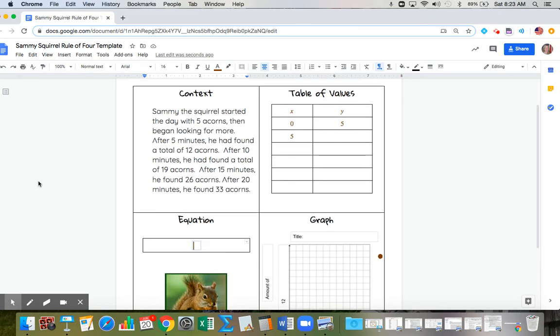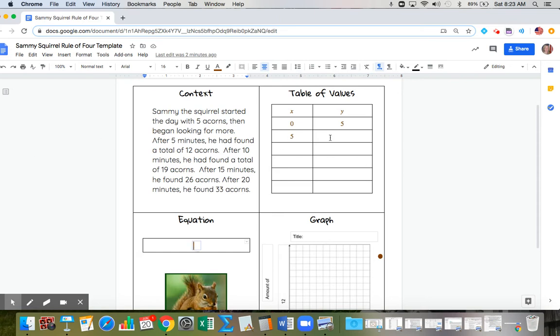Okay, so the context is about Sammy the squirrel. He started the day with 5 acorns. And then he began looking for more. After 5 minutes, he had found a total of 12 acorns. After 10 minutes, he found a total of 19 acorns. After 15 minutes, he had found 26 acorns, and after 20 minutes, he found 33 acorns.